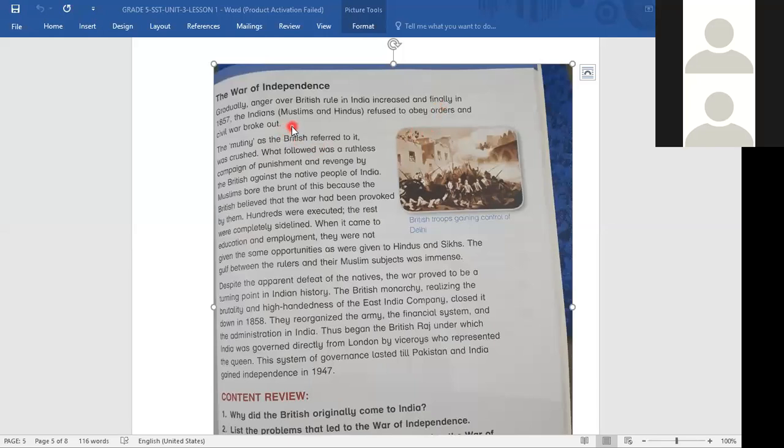Word: Muslims and Hindus refused. Refuse means to say no. Okay. Orders means commands, warnings. Civil war means a war inside the country, like if in your home there is a fight between brothers and sisters, that is a kind of civil war. Civil war means the war which is inside your country or inside your home.